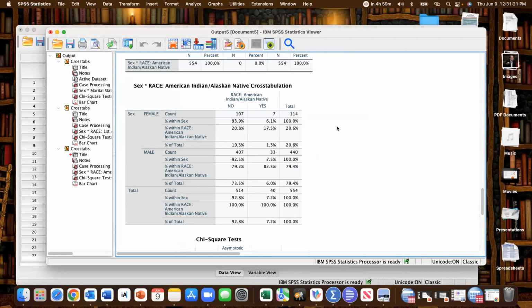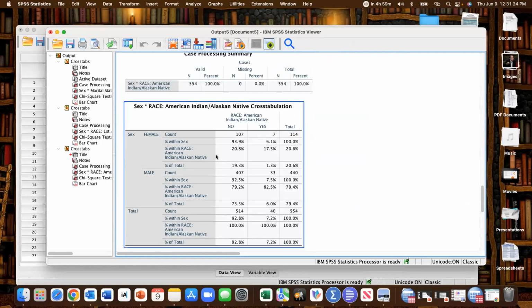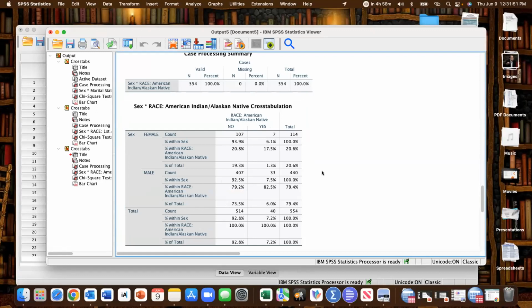Okay. So you can see that the Native American percentage for both females and males is lower than the rate for non-Native males. So here we have yes, American Indian, Alaskan Native, and no. My question for you is, interpreting this data, what is the missing piece in interpreting this data?